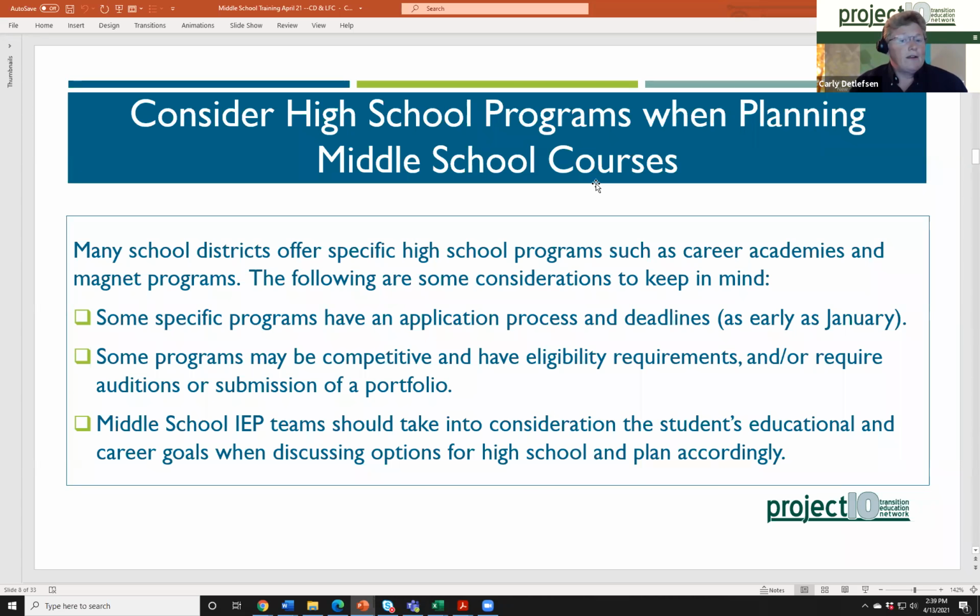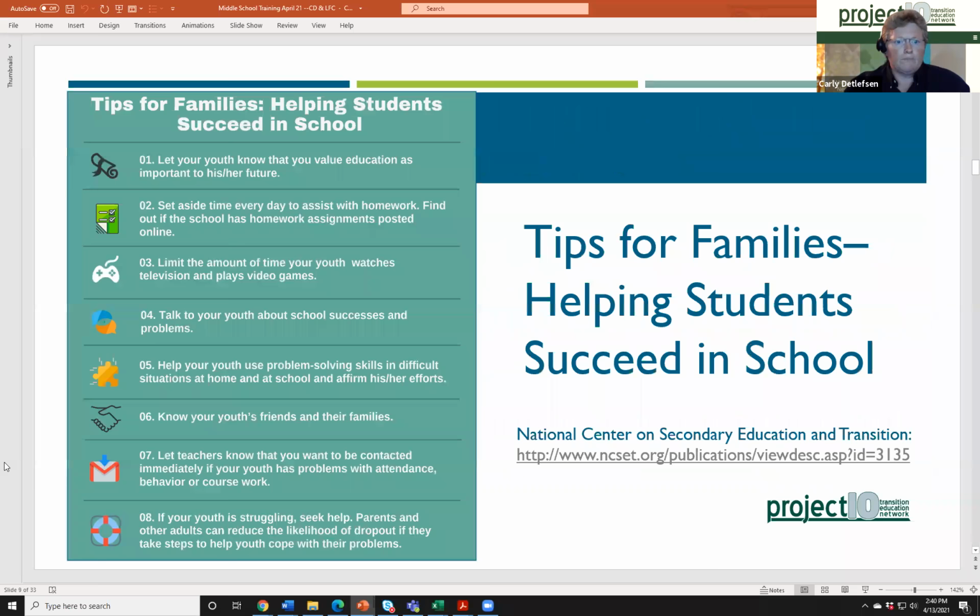Many of them are competitive. They have eligibility requirements. So sometimes there might be an audition, especially if it's a school of the arts. There's probably going to be an audition, or there may be a portfolio that they have to submit. So making sure that they keep up with those requirements. And then knowing if that's the path that student wants to take, that should be incorporated and considered when doing that career and educational plan and their planning for high school.